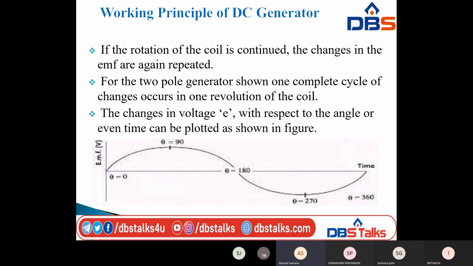And coming to theta equal to 360 degrees, at this condition the coil sides are again moving parallel to the magnetic field. The flux lines are not being cut, and there is no EMF induced, that is 0. This is the waveform of the moving of the conductors, from theta equal to 0 to theta equal to 360 degrees.